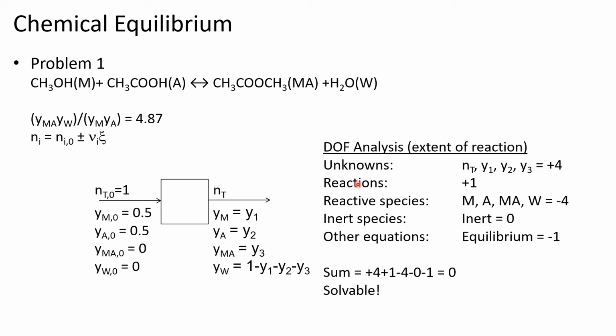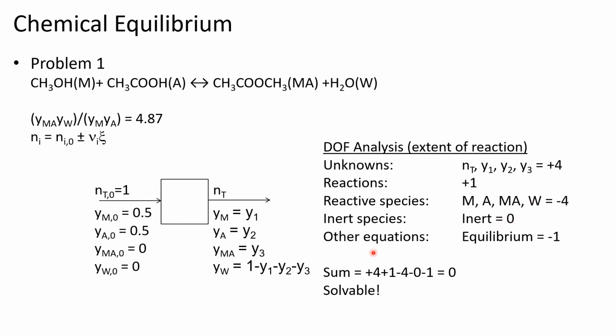The number of independent reactions for this problem is 1. There's only 1 reaction. We'd only have to determine if all the reactions are independent if there's more than 1. The independent reactive species are going to be the methanol, the acetic acid, the methyl acetate, and water. It's unlikely they're going to be in the same ratio in the product as they are in the feed, so we're going to assume that they're all independent. Therefore, we have 4 reactive species, which we'll put a minus sign in front of when we do our sum. There are no inerts in the feed, so the number of inerts is 0.